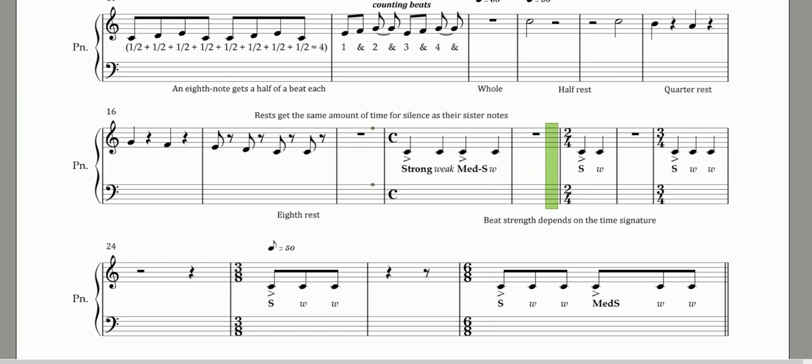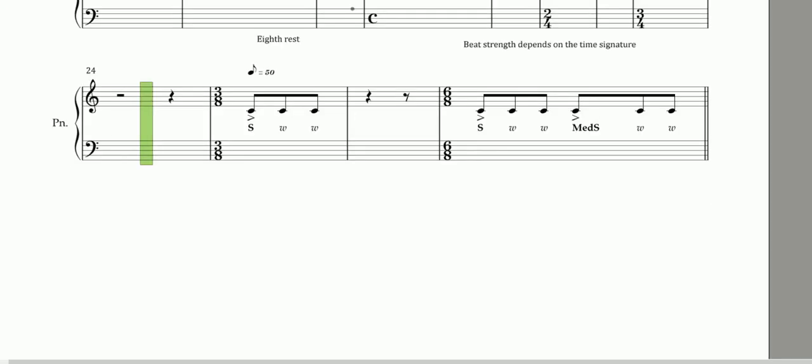2/4 time, 3/4 time with 3 beats, 3/8 time with 3 beats, and 6/8 time with 6 beats.